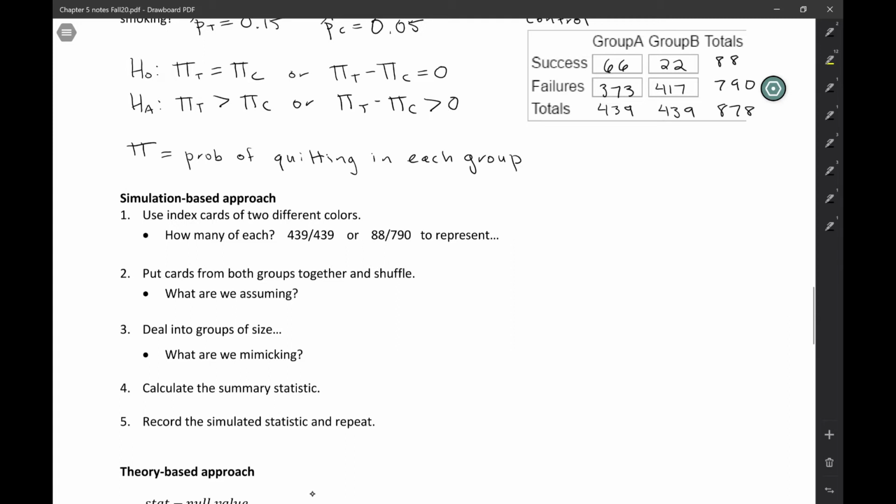So why don't you take a second, pause the video, and think about how you would design a simulation in this context. And there's an outline given here for you.